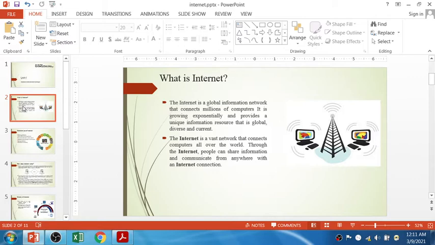So the internet is a vast network that connects the computers all over the world. Through the internet, people can share the information and communicate from anywhere with an internet connection. Internet is basically a network of networks. It is connected with different communication devices like computer, mobile, tabs, etc.